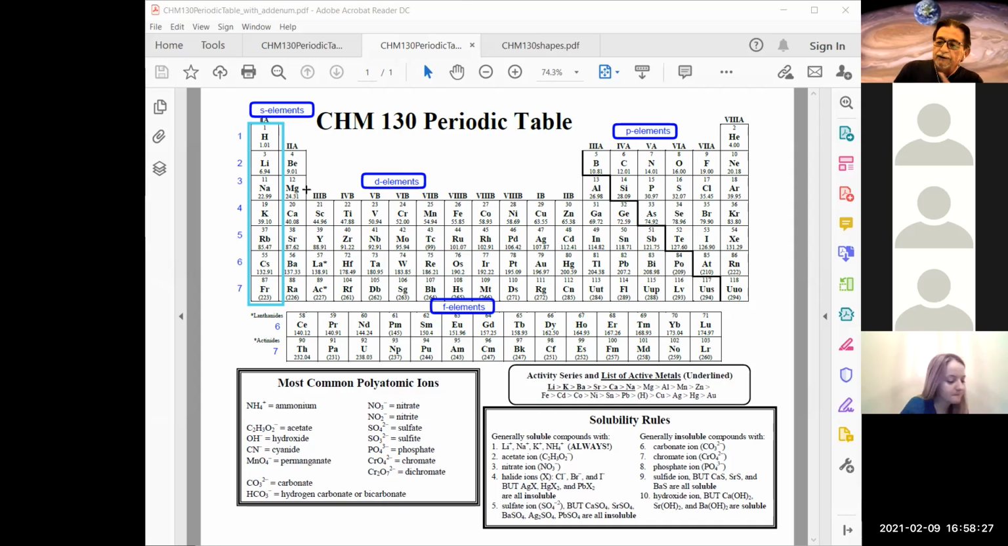Okay, with that trend, can you predict for these that I highlight, how many valence electrons? Notice what I said. How many valence electrons do those guys in yellow have?